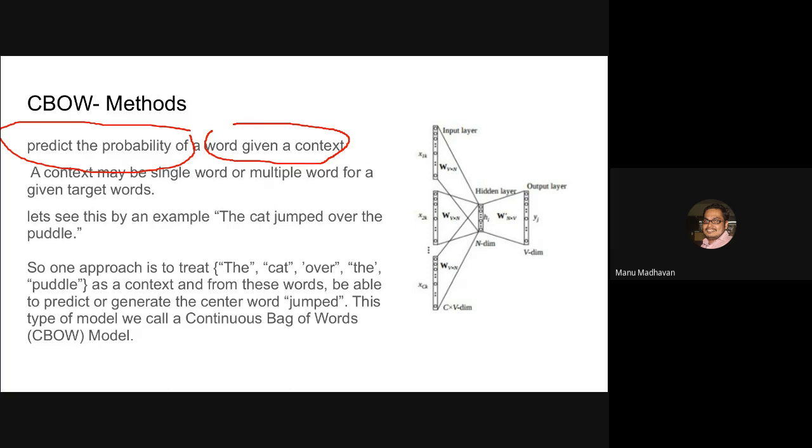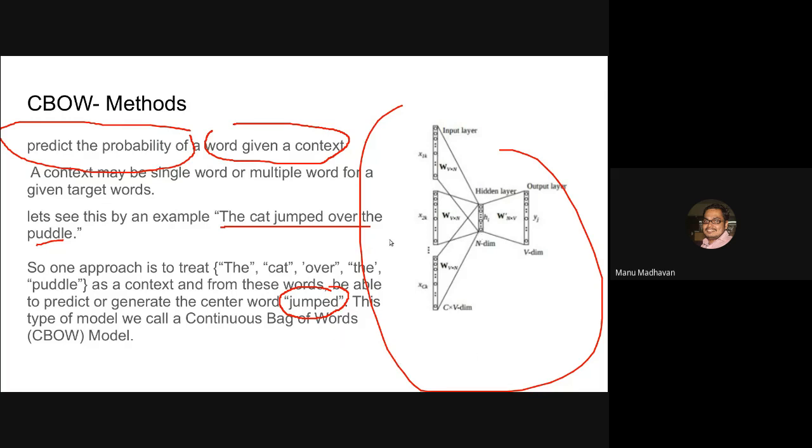In the continuous bag of words model, we'll predict the probability of a word given the context. For example, we need to predict a word embedding for a particular word. Take this example: cat jumped over the puddle. One approach is to treat the cat, over, the, puddle as a context to represent jumped. So jumped can be represented based on the embedding of all other words. So we'll use all other words to predict the word. This is a simple architecture; the detailed architecture is beyond the scope of this discussion.